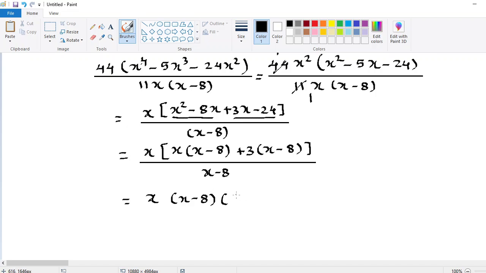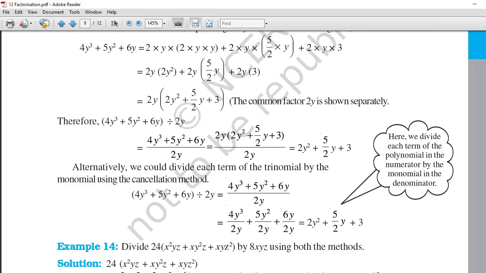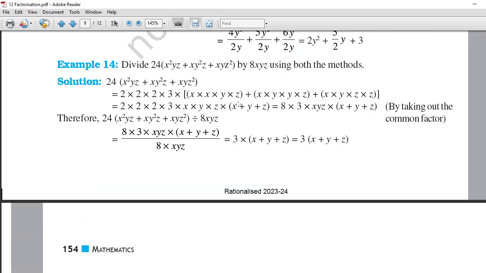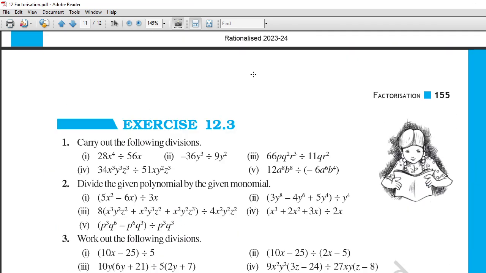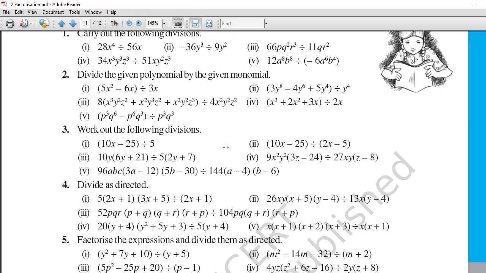So here we have x and here we have plus 3, that is divided by x minus 8. Here we have multiplication, here we have multiplication, so we can cancel this exactly same term in numerator and denominator, and the answer is x into x plus 3. So by using these concepts you can solve exercise 12.3.